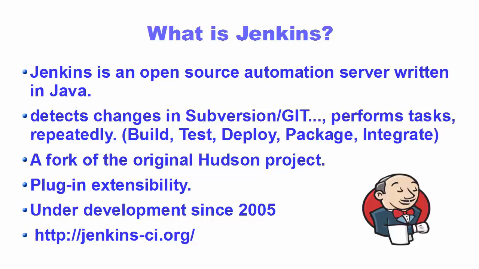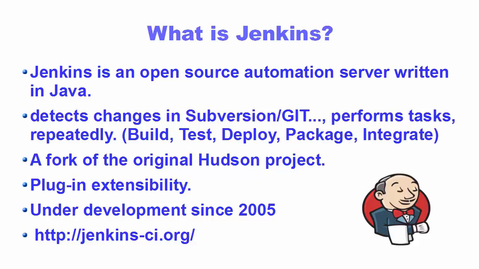Now what does Jenkins do? Jenkins is used to detect the changes, whatever you commit using your version control system such as Subversion or Git or any other versioning system, and it performs some tasks on your code when it detects some changes in your code. So what tasks can Jenkins perform repeatedly? For example, if you have code, it can build your code, it can test your code, it can even deploy your code, and even package or integrate your code whenever it detects some changes in your version control system or in your code.